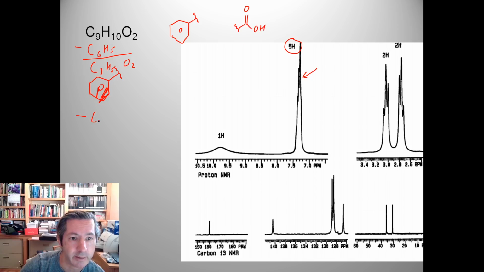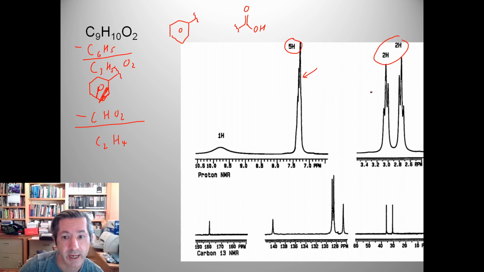Let's also take out the CHO2 and see what that leaves us with. 2 carbons and 4 hydrogens. And let's take a look at our splitting over here. We have 2 triplets. So these guys are neighbors of each other. And so this guy has 2 neighbors. Let's put the neighbors together, because neighbors got to be neighbors. And that's our third puzzle piece.